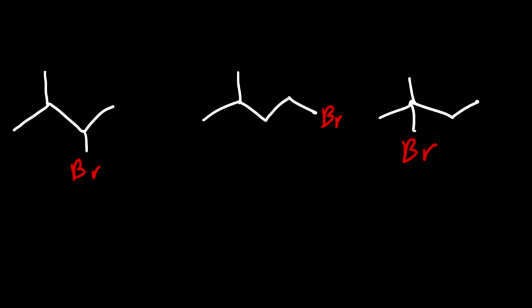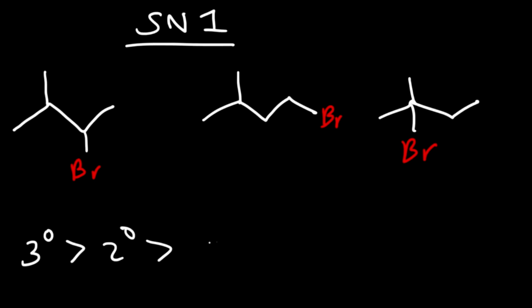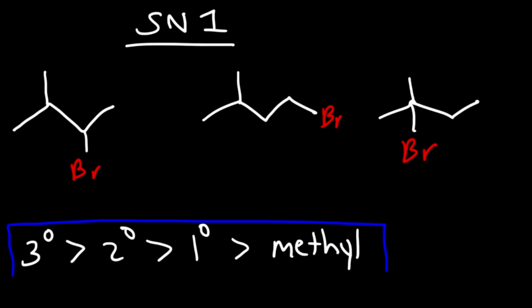So which of these alkyl halides is most reactive in an SN1 reaction? You need to know that tertiary alkyl halides are more reactive than secondary alkyl halides, and methyl alkyl halides are the least reactive in an SN1 reaction. In an SN2 reaction, the order is reversed.